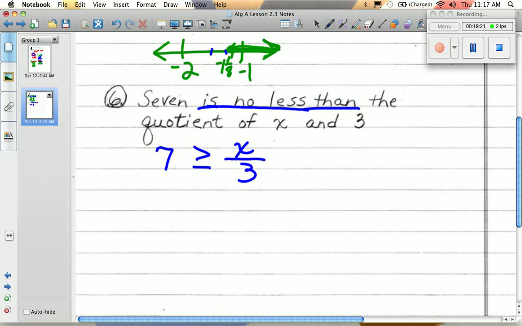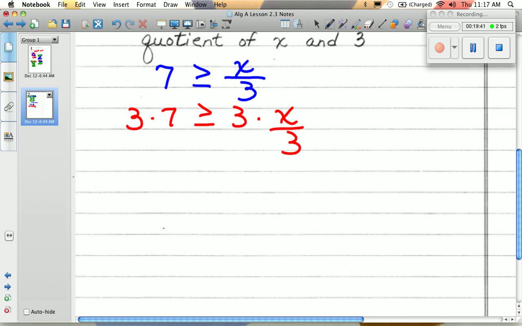Okay, now let's solve it. What are we going to do to solve this? X is being divided by 3, so we need to multiply both sides by 3. Both sides get multiplied by 3 because we want to undo that dividing by 3. What's 3 times 7? 21. Do we need to switch the inequality symbol? You've got to get in the habit of asking yourself this every time we're multiplying and dividing. Do you need to switch the inequality symbol? No, we multiplied by a positive, and on this side those 3's cancel out, and we just have our x.